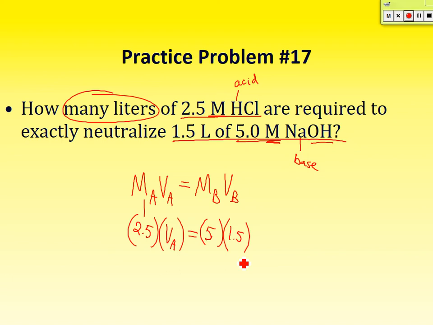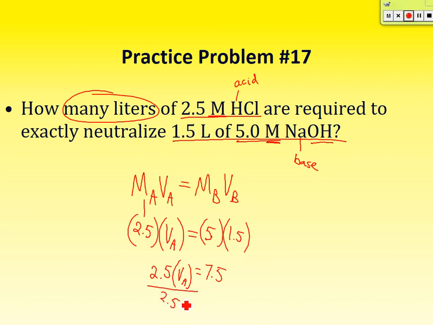Now it's a simple math equation. We have one unknown, so we can solve for it. What would you guys do first? 5 times 1.5? Okay, let's do that. 5 times 1.5. So I keep everything on the left the same. 2.5 times VA is equal to 5 times 1.5 is 7.5. Now what would you do? Yeah, we want to get VA by itself. How do we get this 2.5 off that side? Divide. Yeah, the only way to get rid of it is to divide it by 2.5.